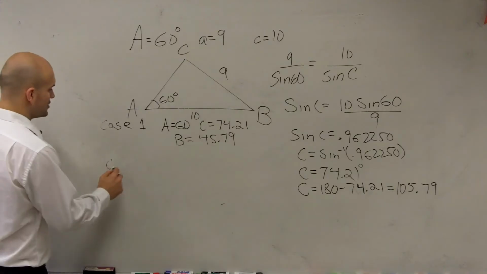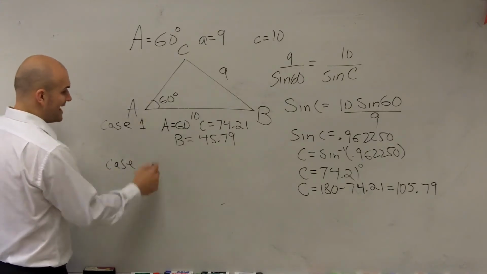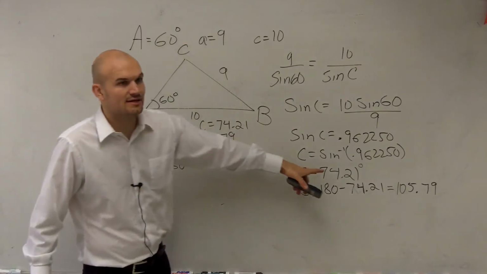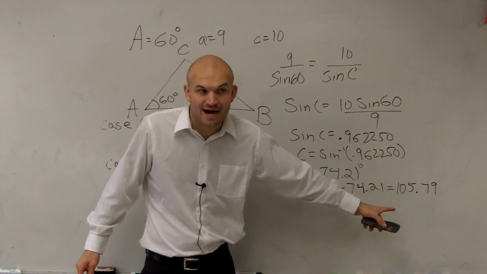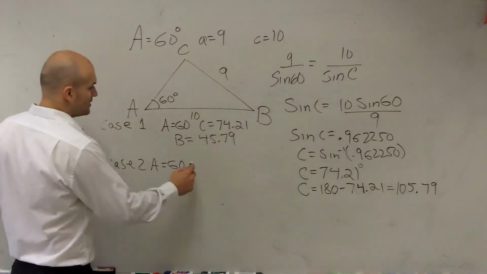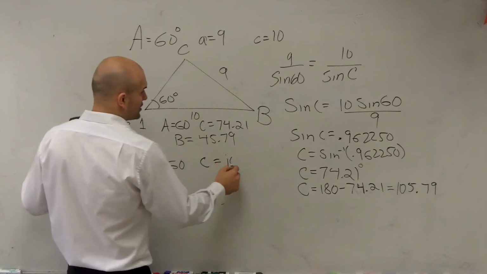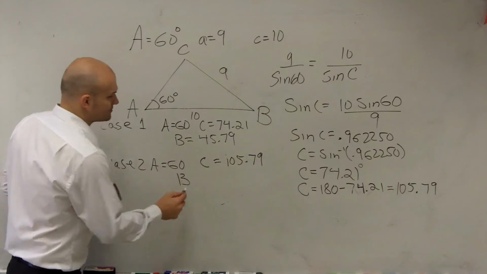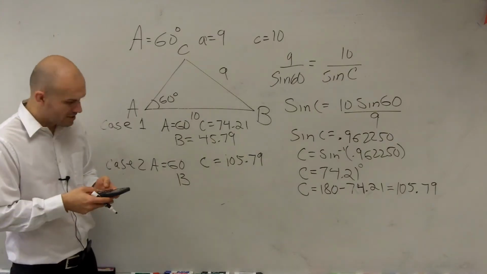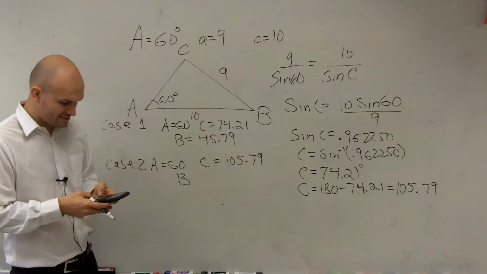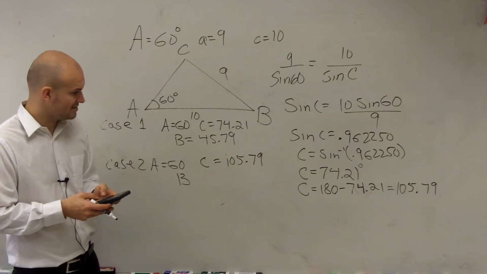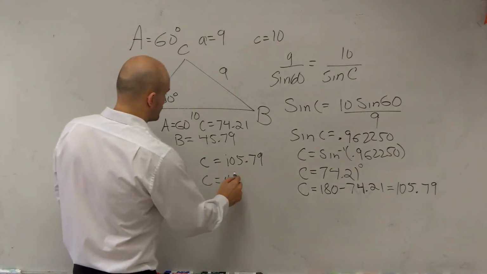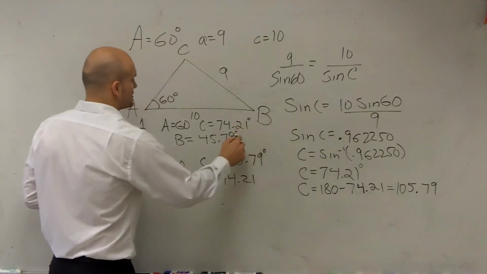If we did case number 2, A still equals 60 degrees. But now I'm saying C, because remember, C could be 74 or it could be 105. It could be either one. So what if C equals 105.79 degrees? Then what would B equal? Well, let's see if this will work. So I could do 180 minus 105.79 degrees minus 60. Therefore, in this case, B is going to equal 14.21. These are all degrees.